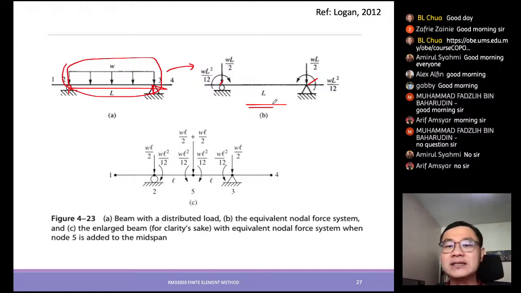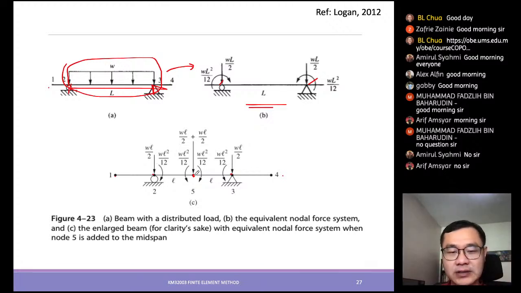But if you want to further break it down, you don't want it to be just node 1, node 2, node 3, node 4. If you want to have 5 nodes, now you take node 1, node 2, node 3, node 4, and node 5. Let's say you want to add an additional node at the middle so that your result is more accurate, because later on you will see why we would want to add a node at the middle, right?